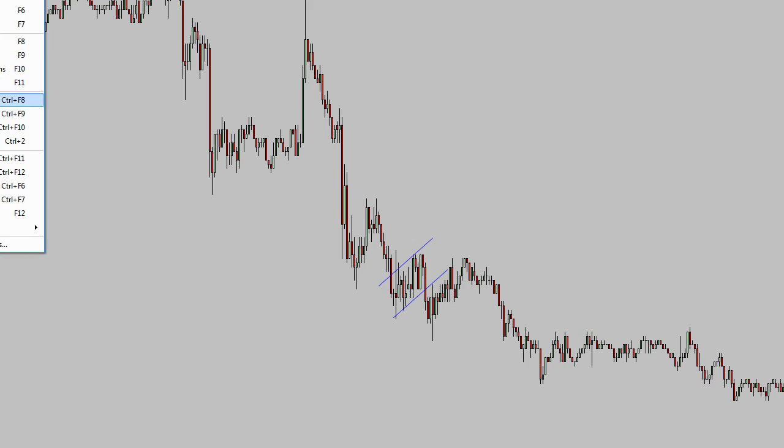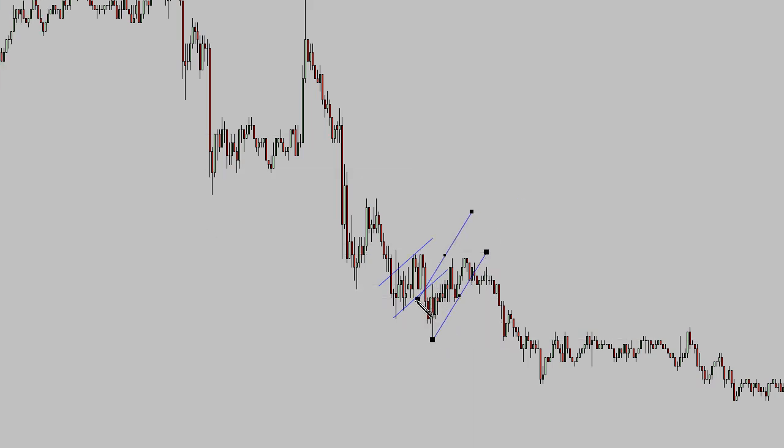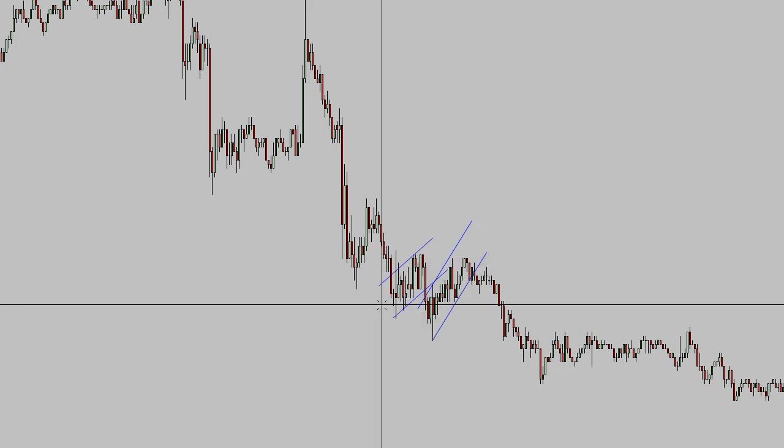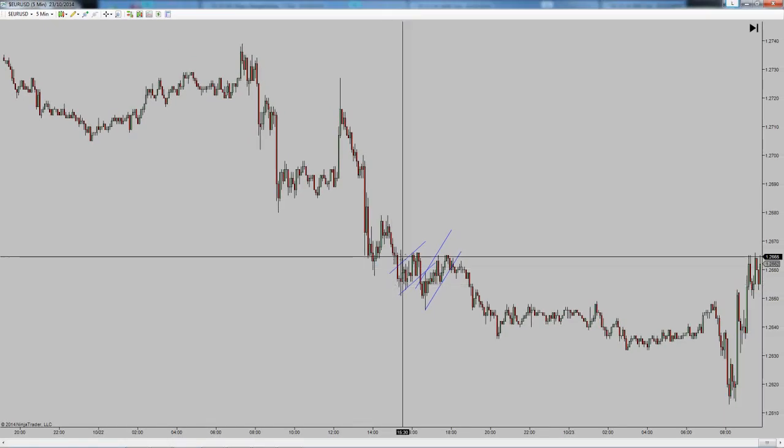It then formed another channel and did exactly the same thing, like this. Now, it doesn't have to be exact. It never is exact on a real chart. That's really for the diagrams. I'm going to see if I can find some more channels to show you.